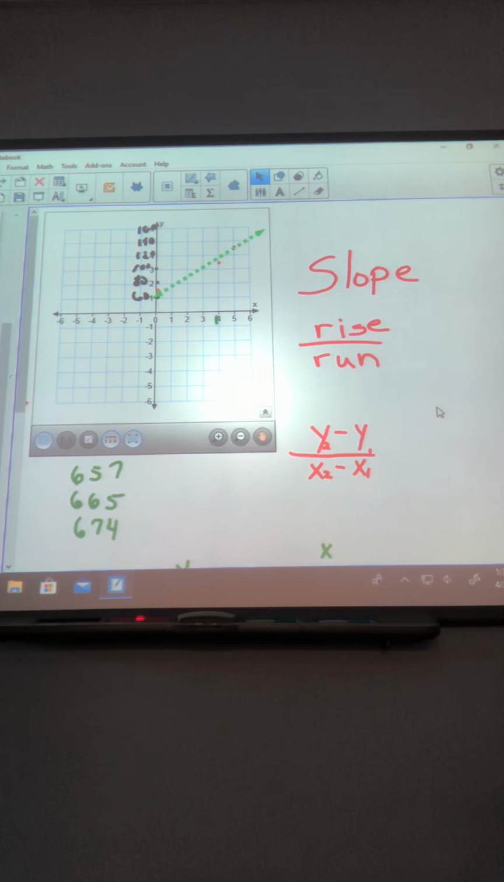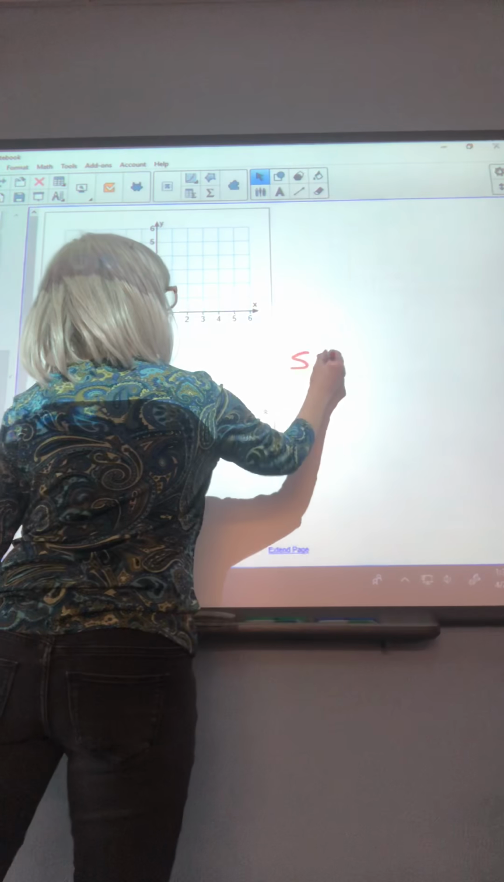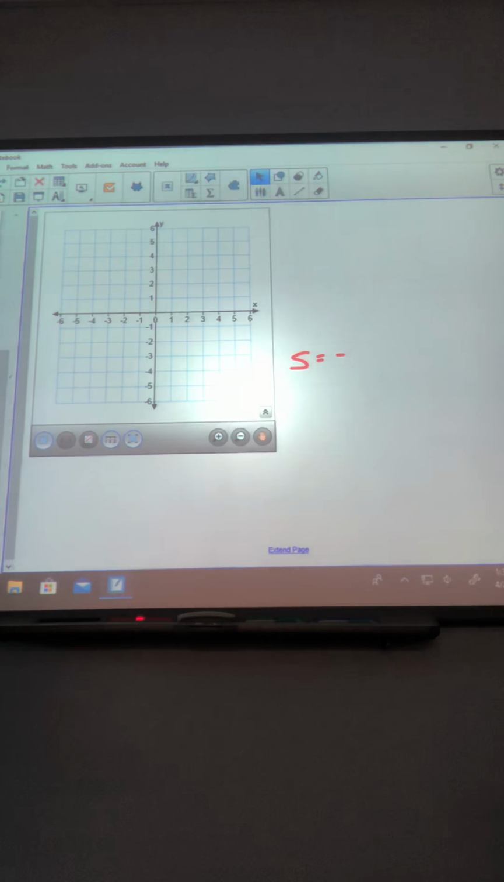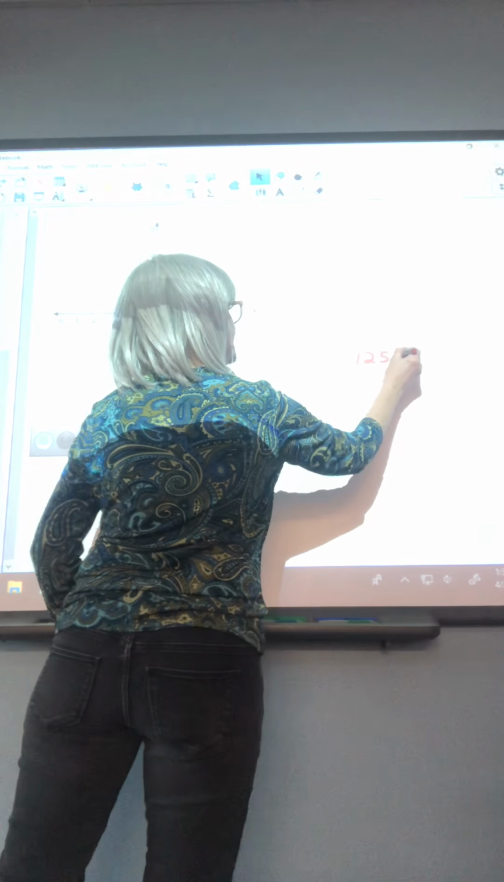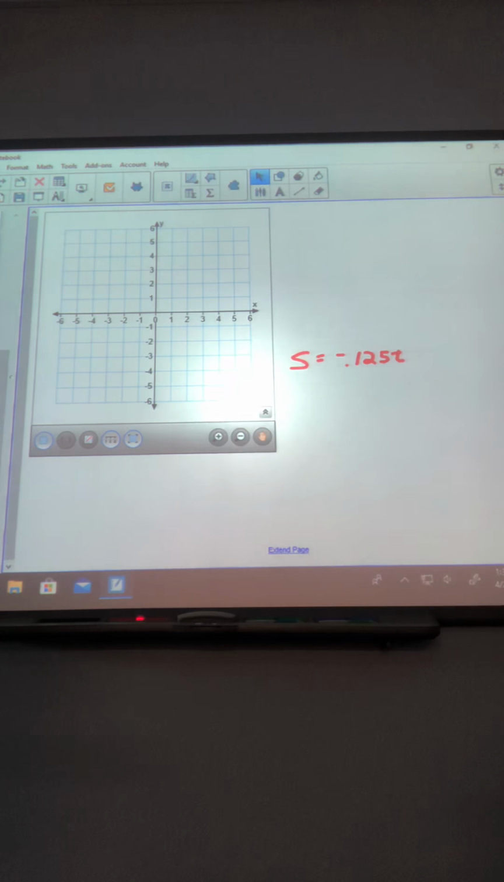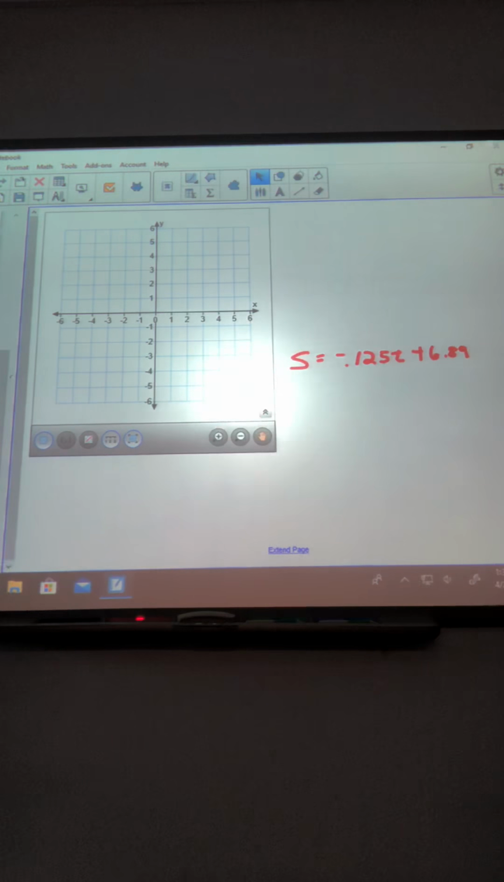number 61. So 61 says sheep and lambs. It says the number of sheep and lambs in millions on farms in the United States has declined in recent years and can be approximated and projected by another equation of the line. So the equation of the line is S is equal to a negative, so that's telling you it's a negative slope, 0.125t plus 6.89, what was that? 8.